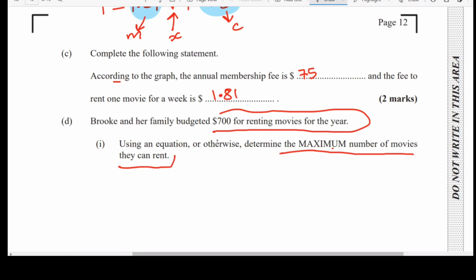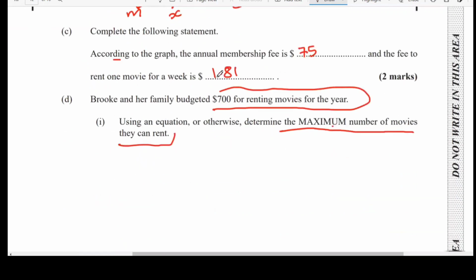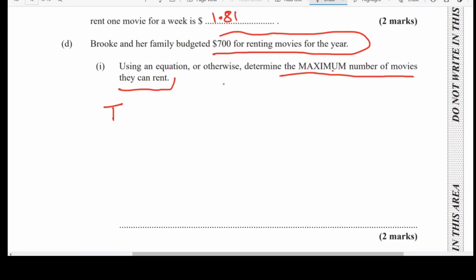All right. So I'll use an inequality. The equation that you have says the cost is going to equal 1.81V, where V is the number of movies, plus 75. See there? This is what you're using. So basically, they're saying that they have $700. So technically, you can say your $700 must be greater than or equal to all of that. It must be bigger than this, or at least equal to it, but it can't be less than this because you don't want to not have the money.